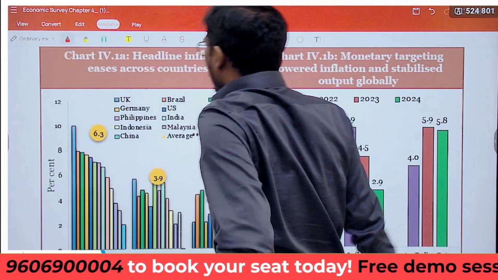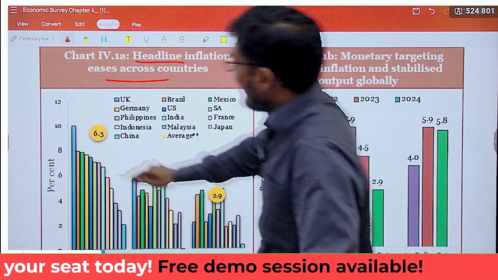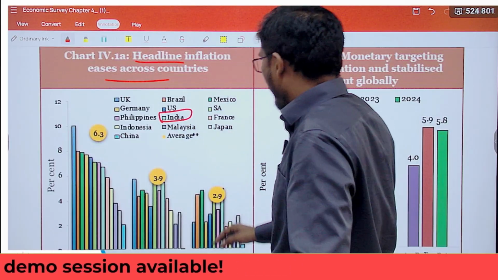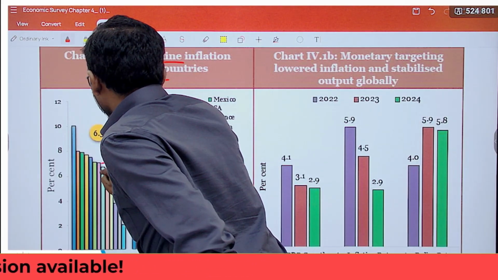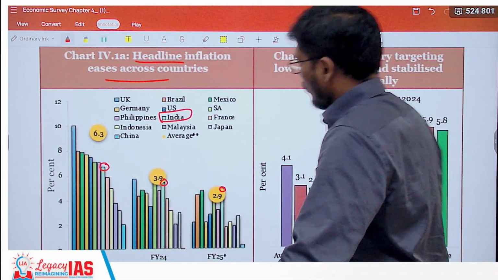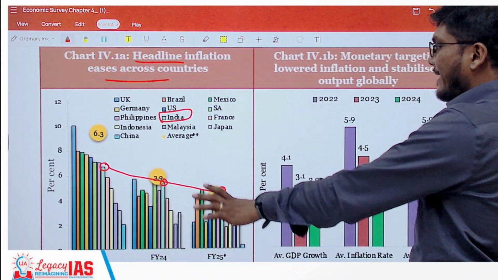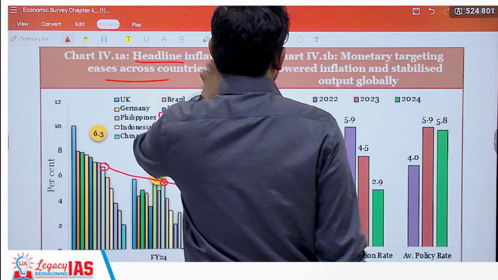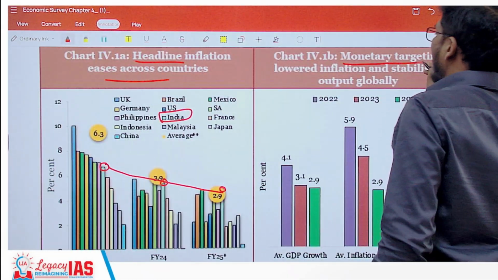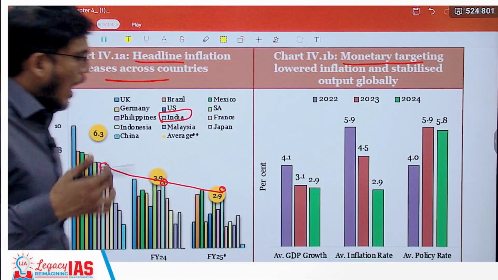Of course, there will be many reasons, but monetary policy has helped bring down or at least keep the inflation stabilized. If you look at the headline inflation across the countries, it's quite high in the UK. Where is India? This is India, this is India, and this is India. India's headline inflation has also stabilized. Now, why has that happened? One reason can be the monetary policy targeting that lowered the inflation. Now how did it do that?